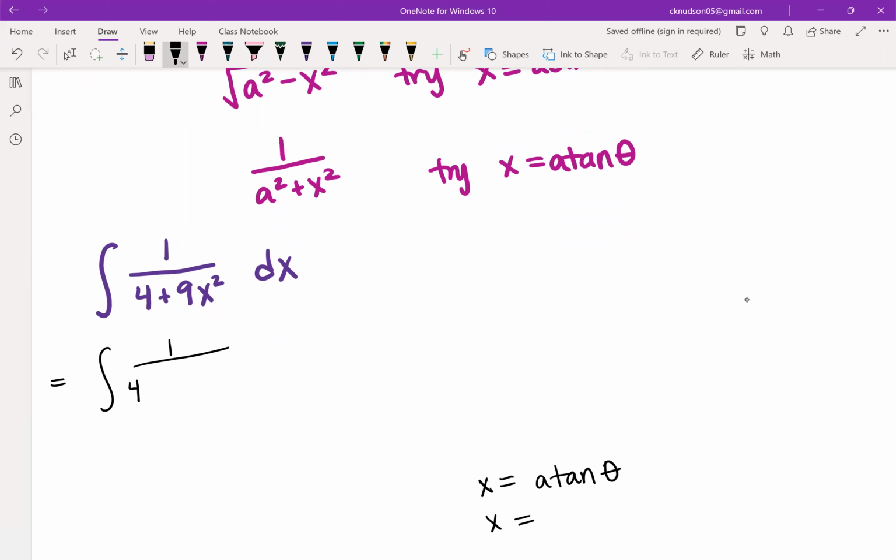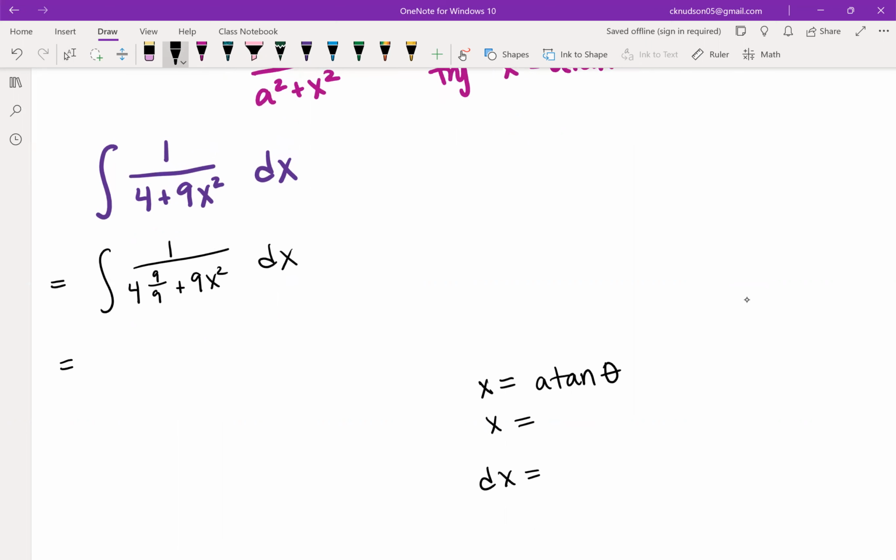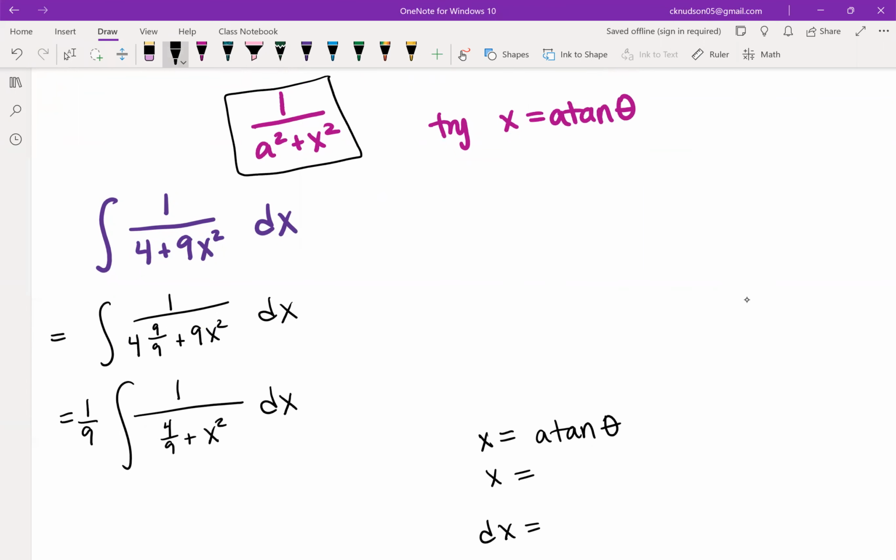What we can do is multiply 4 by 9 divided by 9. So this hasn't changed the value of the integral at all. All it's done is make the integral look a little bit different. And now that we have this 9 here and here, we can go ahead and factor those two 9s out. So that leaves 1 divided by 9 times the quantity 4/9 plus x squared. And at this point, we can bring the 9 all the way out in front, so that now our integral looks exactly like what it needs to look like. We have exactly 1 over a squared plus x squared.